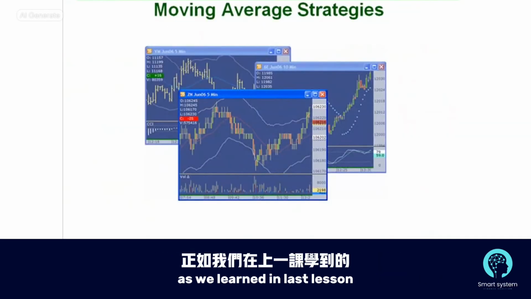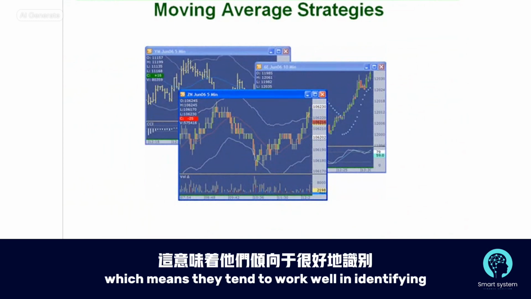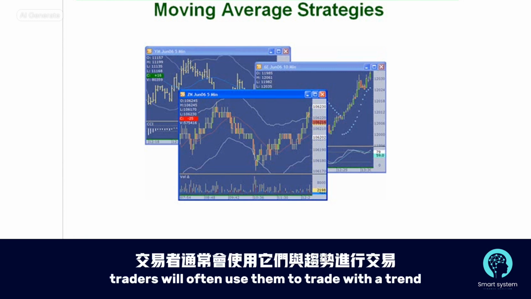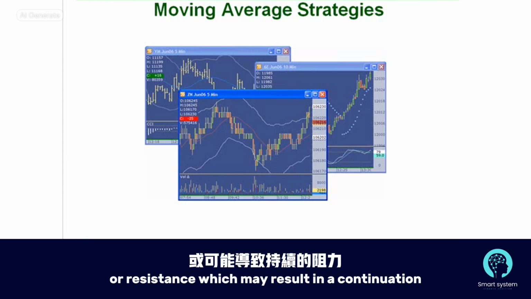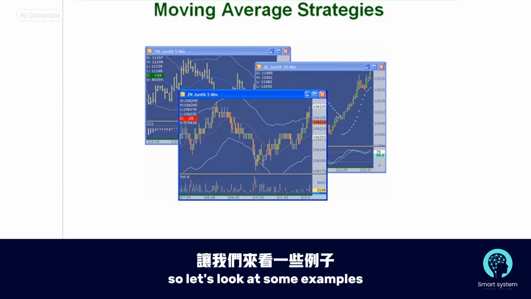As we learned in last lesson, moving averages are lagging indicators, which means they tend to work well in identifying and following a trend, but not to work well in ranging or trendless markets. Because of this, traders will often use them to trade with a trend, as well as to identify potential areas of support or resistance which may result in a continuation or reversal of a trend. So let's look at some examples.